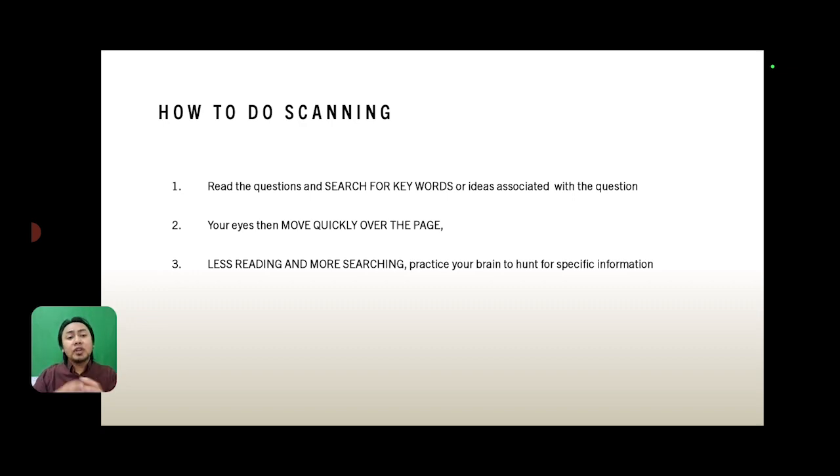So when you look at the text, do not read the text first, but move to the questions, read the questions, understand the questions, look for the keywords that are asked by the questions, and then move to the text and look into the text. Scan the text for the keywords that you are looking for based on the question. And this is how you do scanning.